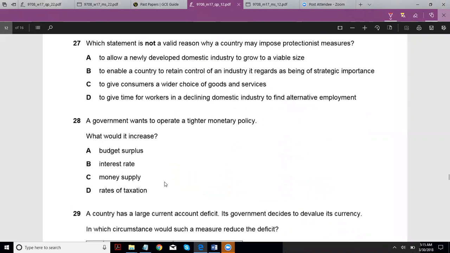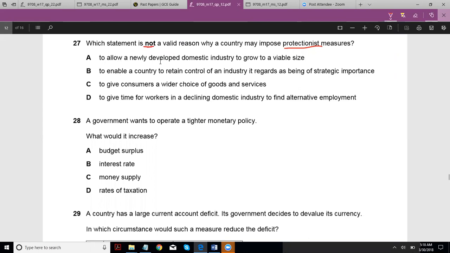Which statement is not a valid reason why a country may impose protectionist measures? So we'll just quickly go through these, and we'll cross out all of the valid reasons for the imposition of protectionist measures. They're basically just increasing trade barriers, so more stuff like tariffs, quotas, all of that. So let's just cross out all the valid reasons and we'd be left with our answer.